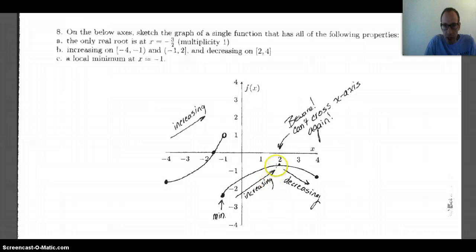And then the final thing is we just need to be decreasing from 2 to 4, but we do have to be careful not to touch the x-axis. Why? Because that first statement said the only real root is at x equals negative 3 halves right there. So we do have to make sure not to create any more roots or any more zeros.